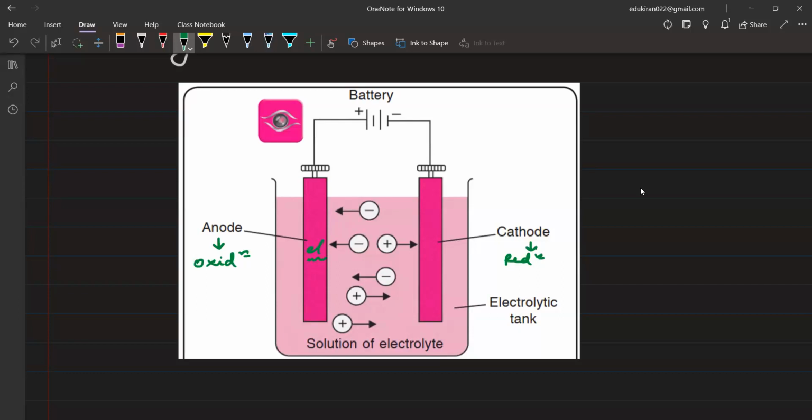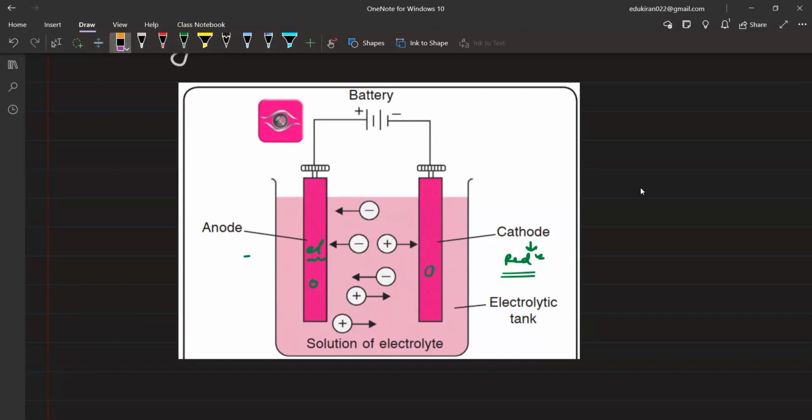When it gets converted to elemental form, the oxidation state will become 0. So from negative to 0, what happened? It increased. And for the positive ion, what happens in reduction? Generally it will get converted to its elemental phase and it will be a solid. Here also the oxidation state becomes zero, so it is a reduction of the oxidation state.